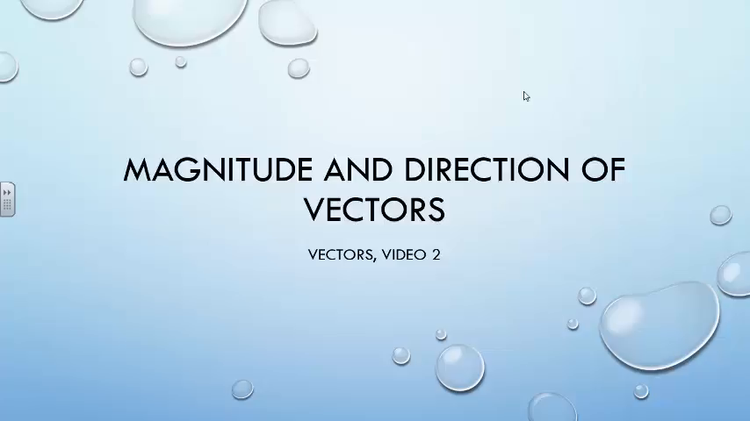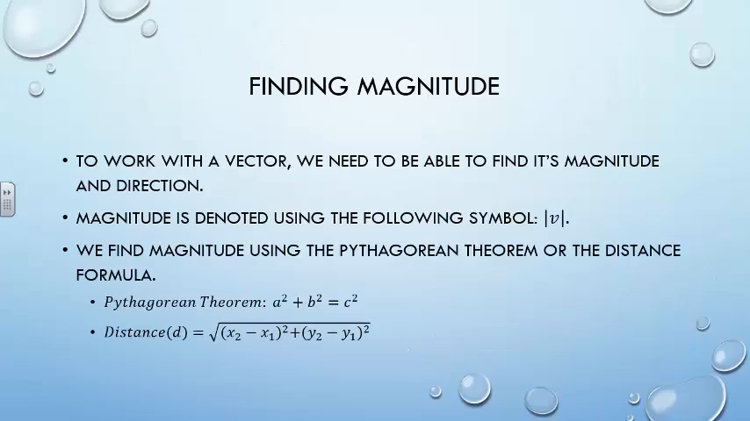This video is about the magnitude and direction of vectors. To work with a vector, we need to be able to find its magnitude and direction. Magnitude is denoted using the following symbol: two straight bars with an italicized lowercase letter inside. As shown, we have v.